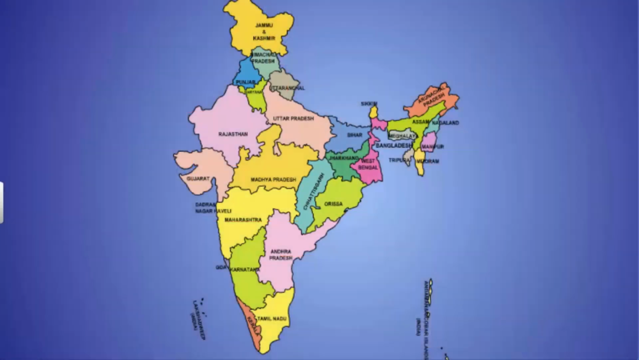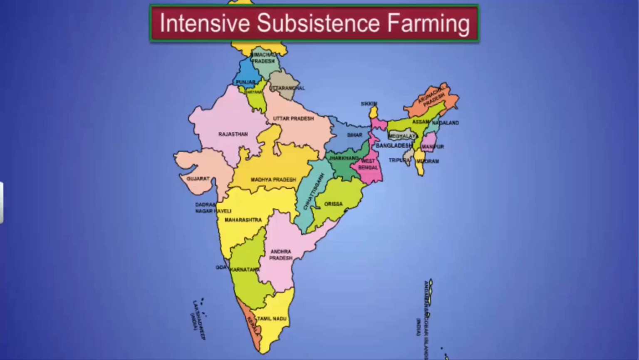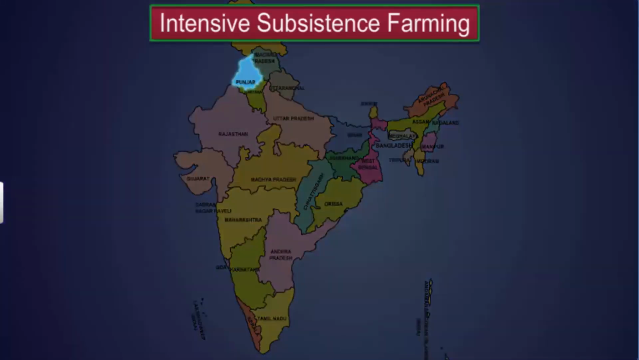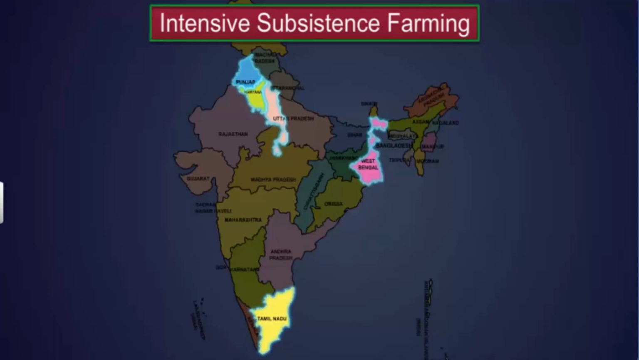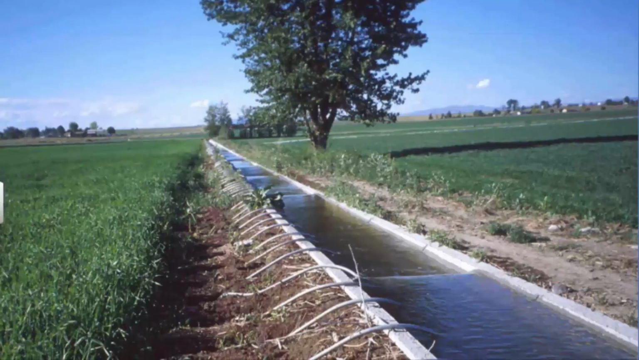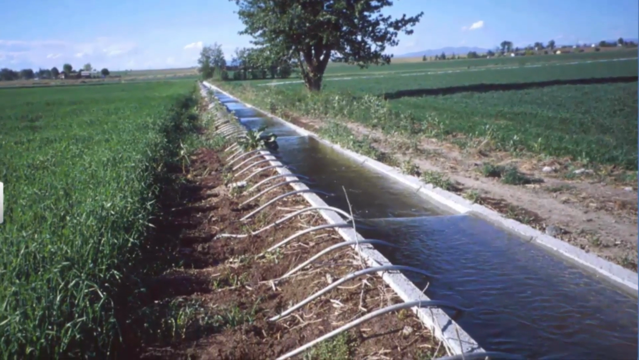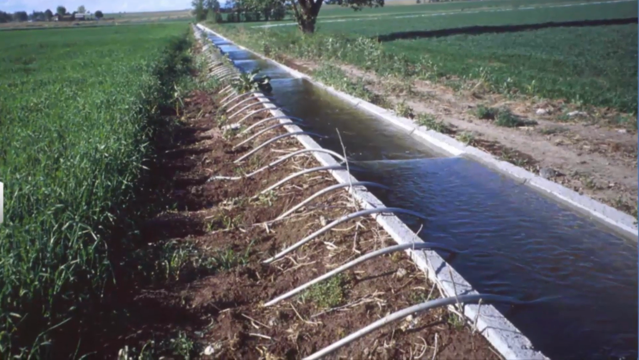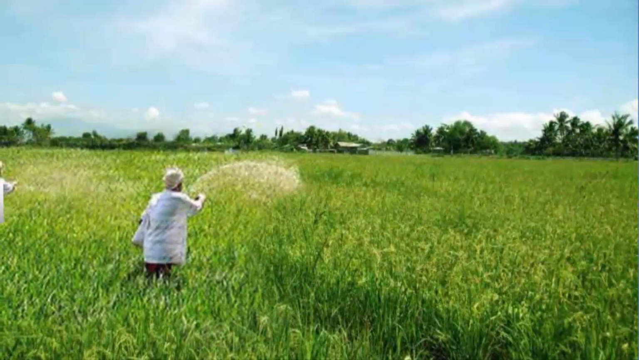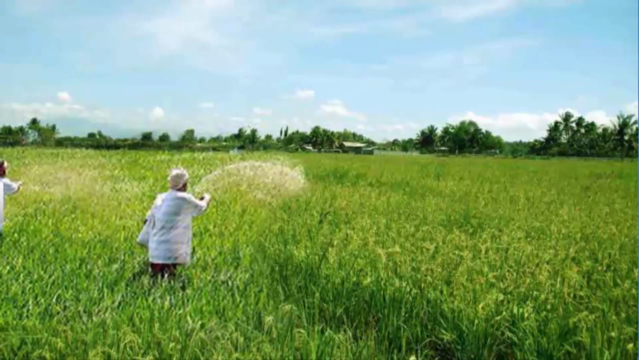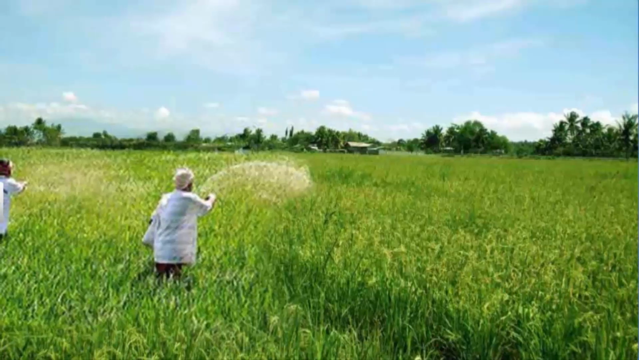Another system of cultivation practiced in India is called intensive subsistence farming. This system is practiced in densely populated areas of India like Punjab, Haryana, Western Uttar Pradesh, West Bengal, Tamil Nadu, Kerala, and the coastal regions of Andhra Pradesh. The main purpose of intensive subsistence farming is to get maximum yield from the available land. Thus, extensive irrigation methods and large quantities of chemical fertilizers are used in this system of farming.